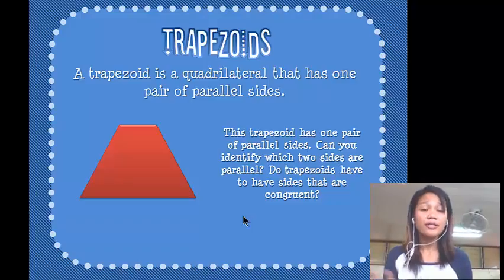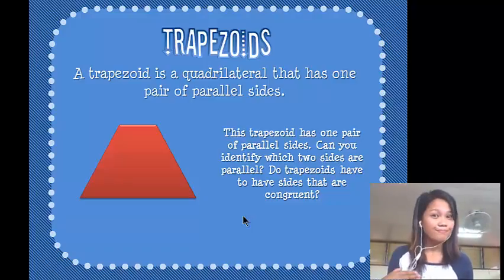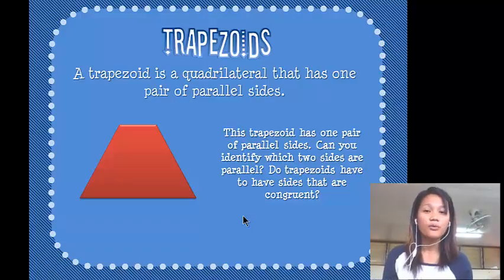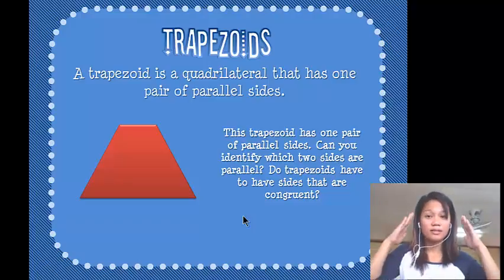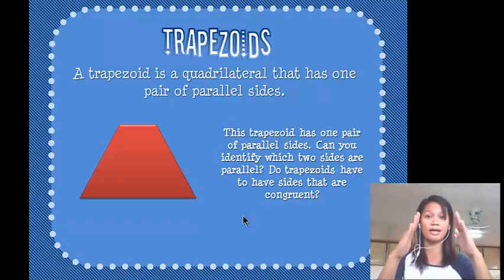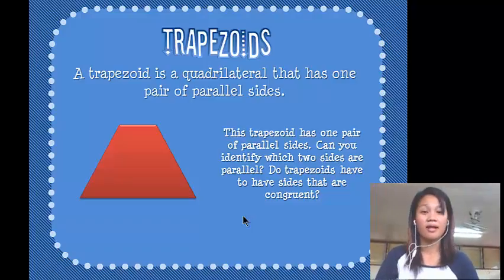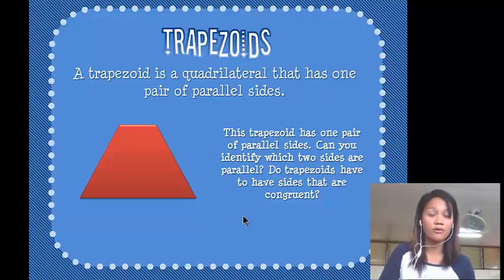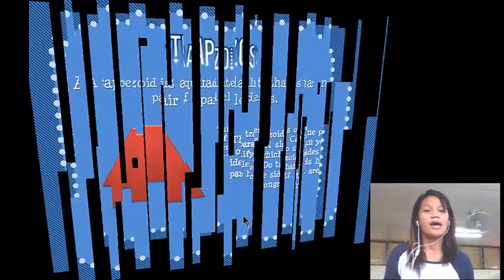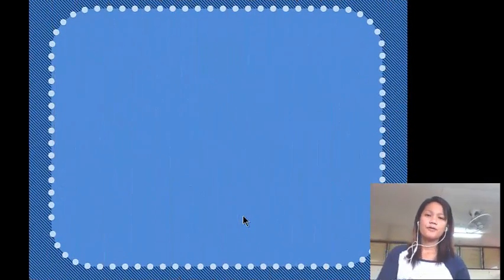Can you identify which sides are parallel? So we have this one that is parallel, but those other sides are not parallel. Do trapezoids have to have sides that are congruent? Are their sides congruent? Okay. Next.